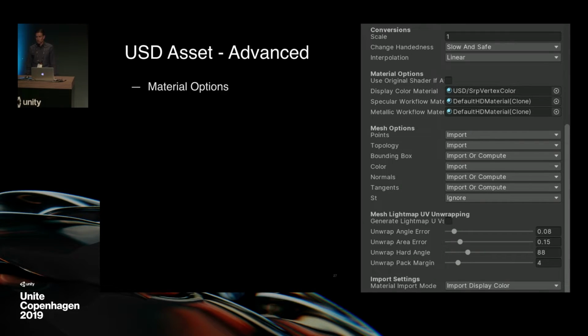One in particular is the mesh options, and specifically STs, which are analogous to UVs. And as I mentioned previously, they're set to ignore. So anytime you need to bring in UV data, you need to make sure to go to the advanced tab and change that to import. It's also possible to generate lightmap UVs for data imported via USD, as long as you check that box.